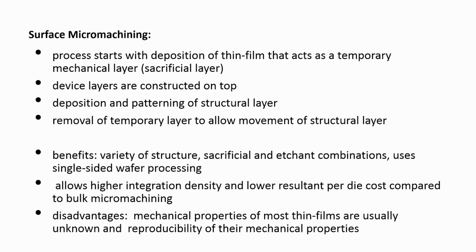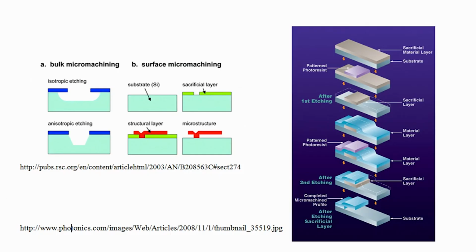And the disadvantage or limitation is that the mechanical properties of most thin films are usually unknown, and reproducibility of the mechanical properties is kind of difficult. So, that is another point that we need to understand: the mechanical properties of most thin films are usually unknown, and reproducibility of the mechanical properties is important.